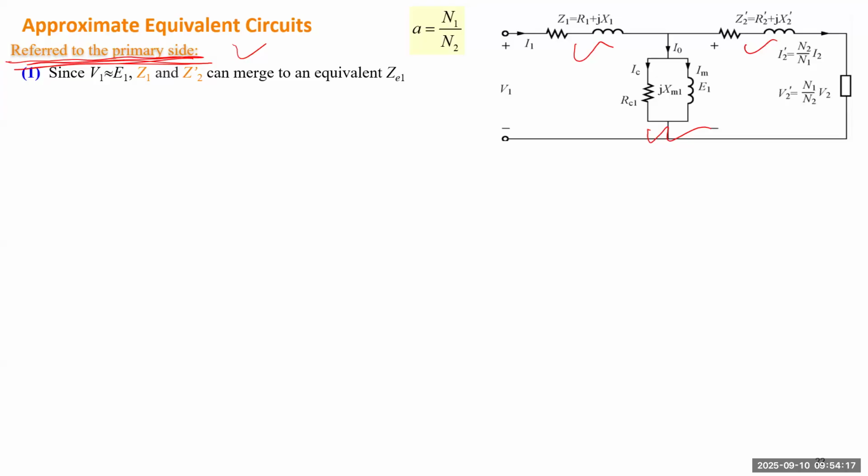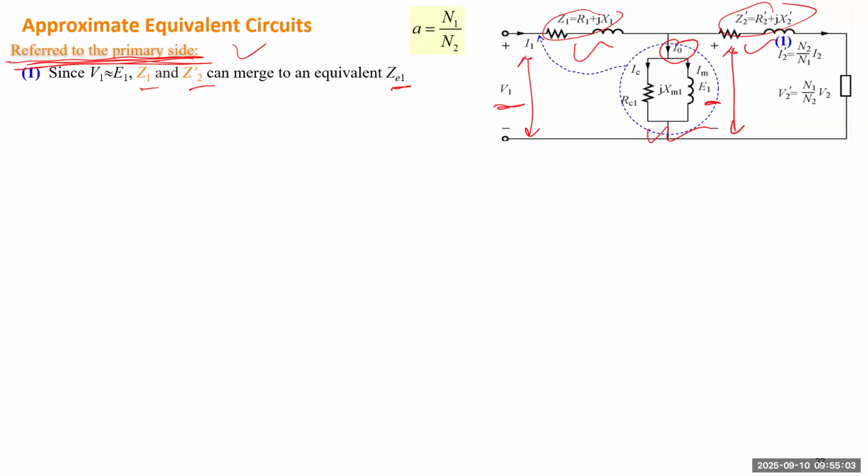Okay, so because the source voltage is very close to the voltage on the ideal transformer, basically the voltage from the left to the right will be very, very similar, because the current going to those two shunt branches is very small. It's very small. Which means we can merge the two series impedances into one, and we can call the total impedance ZE1.